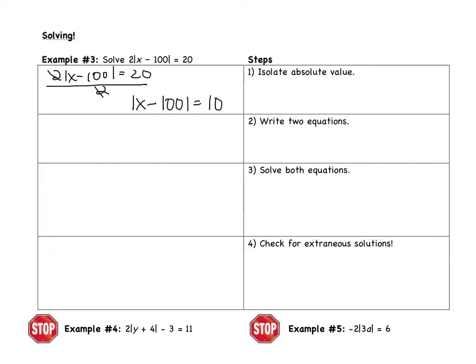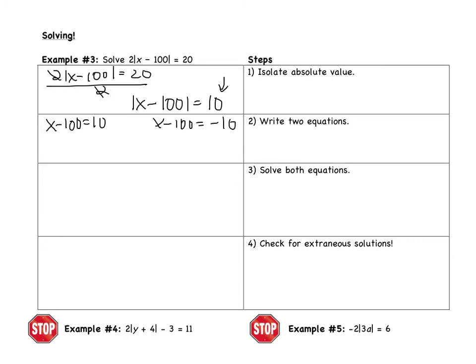It's on one side of the equation. Next, we need to write two equations. So absolute value is distance from 0. We're saying that that distance from 0 is 10. So 10 is 10 units from 0. So I have x subtract 100 is equal to 10. What other number is 10 units from 0? Well, thinking of a number line, you go right to get to 10. If you start at 0 and you go left, though, you're going to hit -10. So -10 is also 10 units from 0.